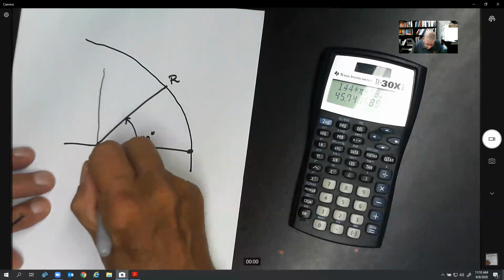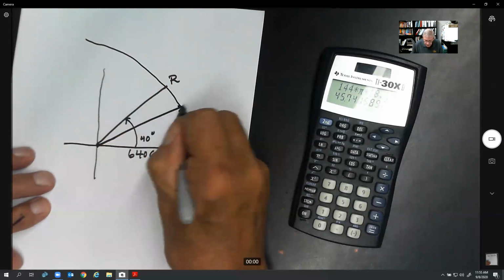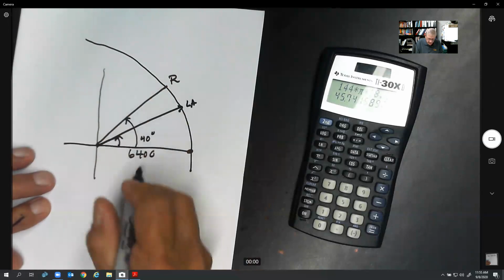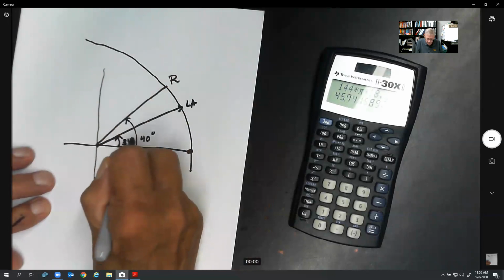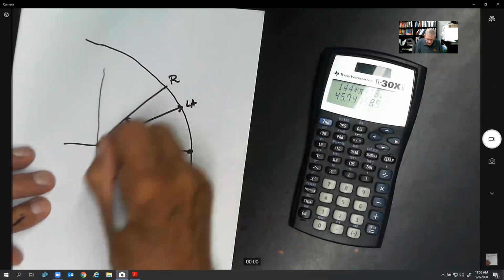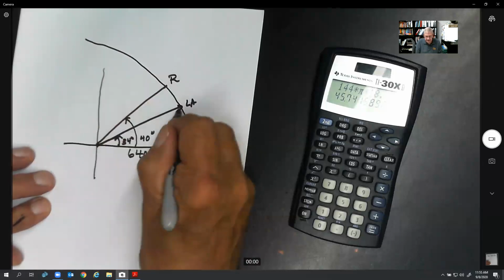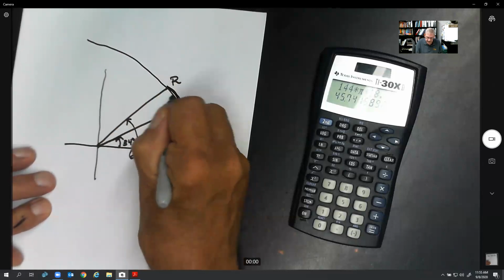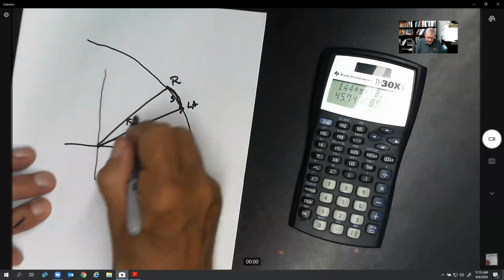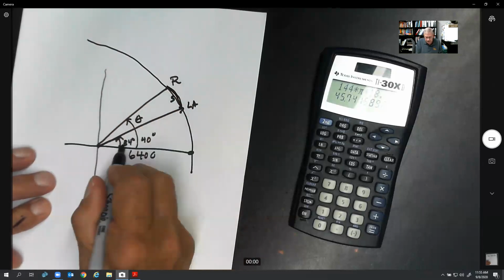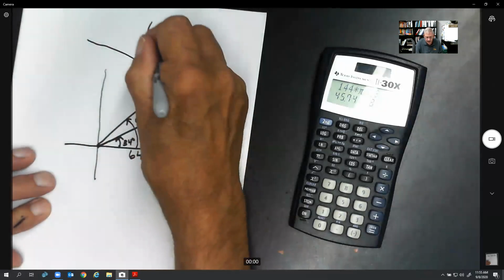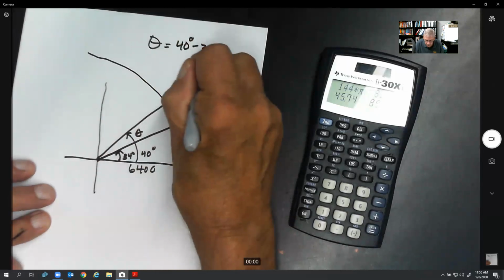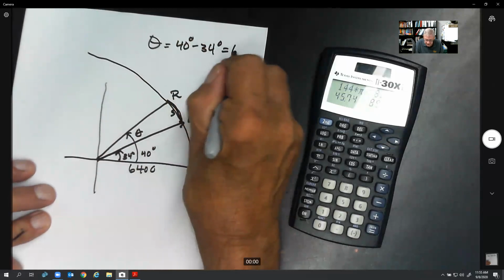And the angle to LA from the equator is, they say, 34 degrees. So the angle inside here, this is the sector of a circle, and what we're trying to do is find this distance S between them. And theta itself is going to be the difference between these two. Theta equals 40 degrees minus 34 degrees is 6 degrees.